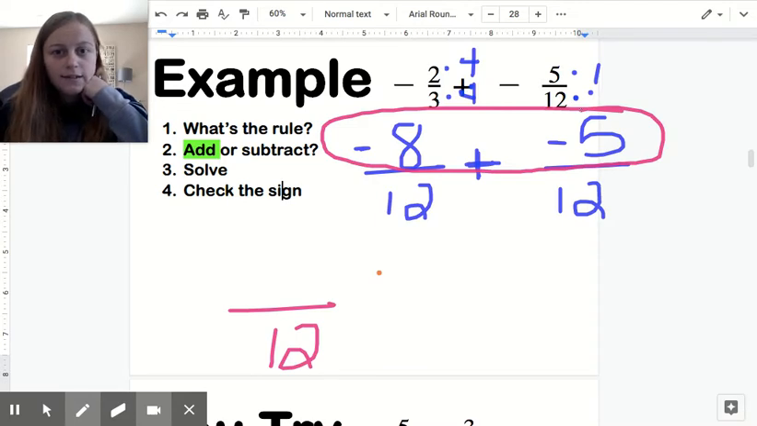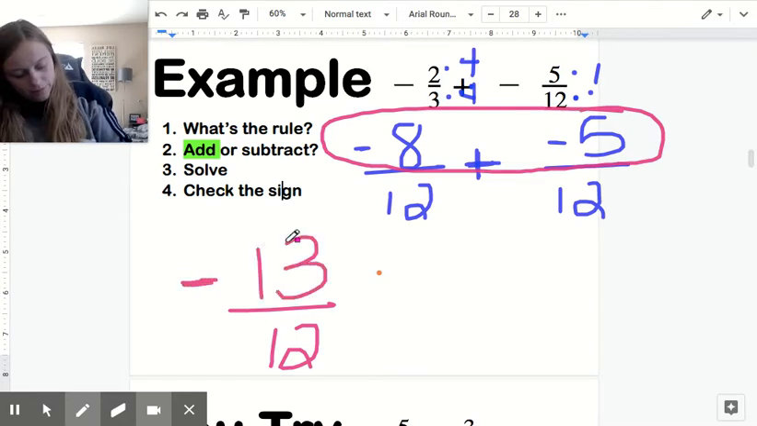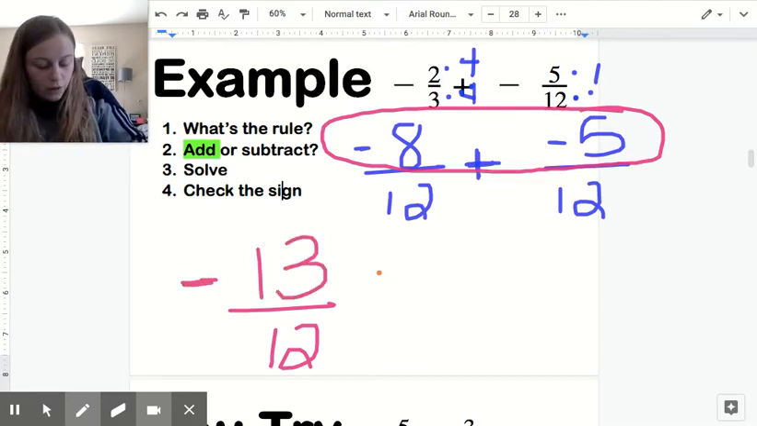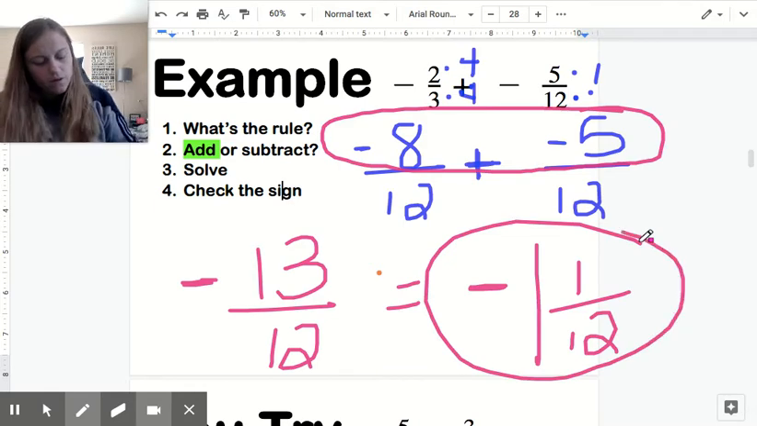I know that. Okay, negative 8 plus negative 5 is something we did in chapter 1, and that's going to give us a negative 13. So negative 13/12 simplifies down to negative 1 and 1/12. Don't lose your negative along the way.